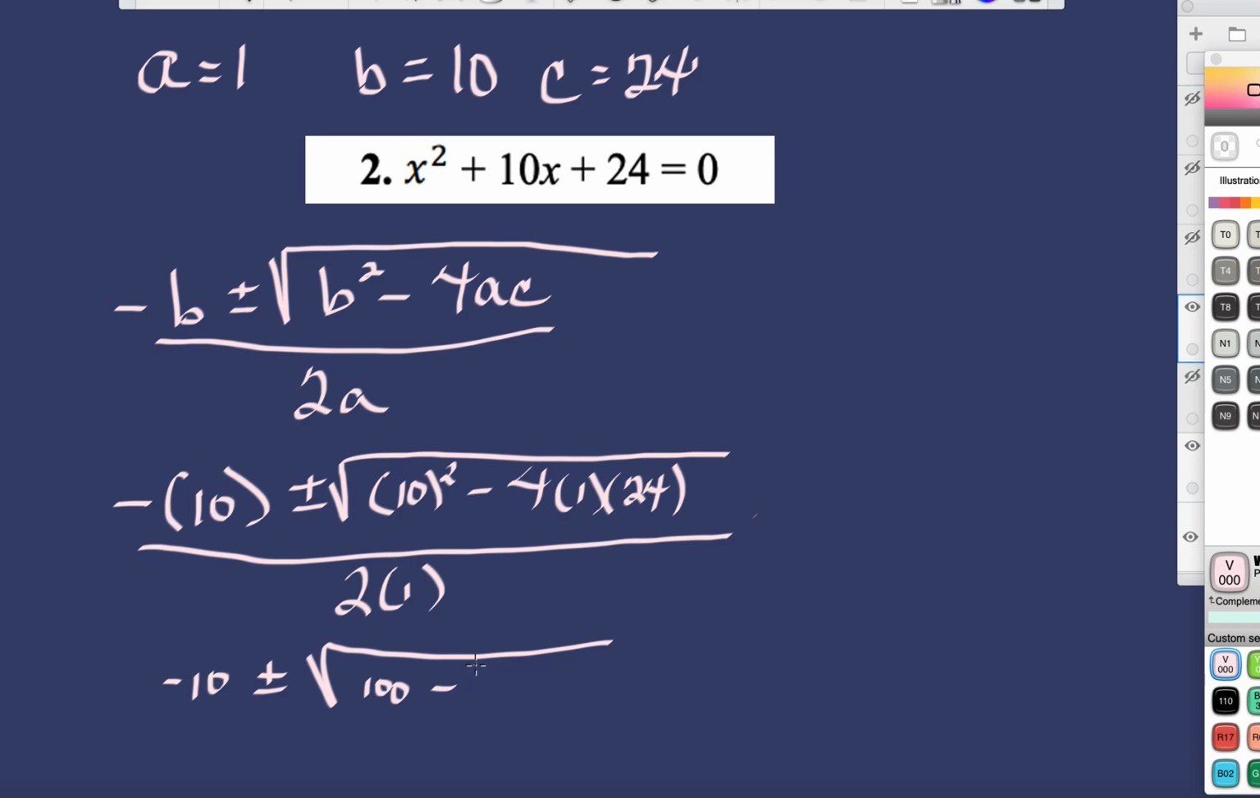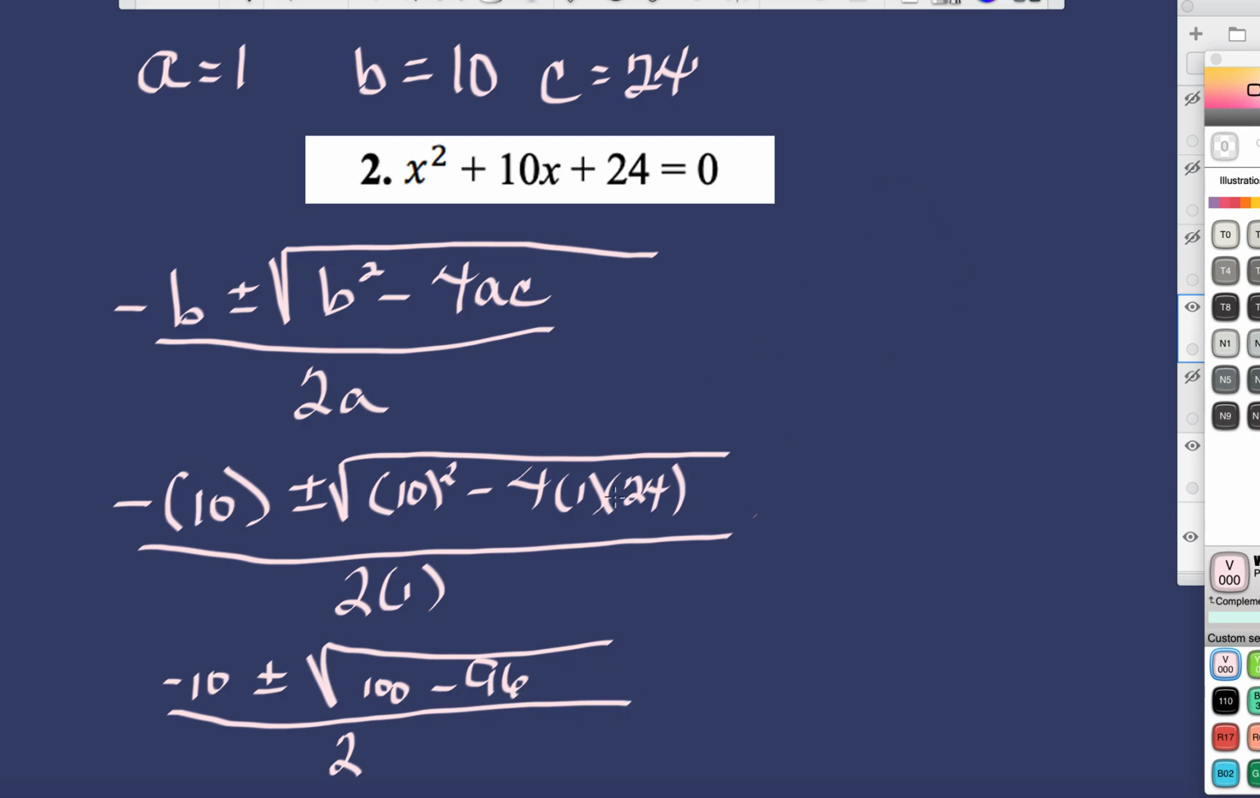Isn't that right? 96, sorry, 96. Minus 96. 4 times 24. 4 times 20 is 80, and 4 times 4 is 16. 80 plus 16 is 96. Yeah, we did it right. Wow, I must be getting tired. And then 2 times 1 is 2. All right, so we do that 100 minus 96 and we get 4.